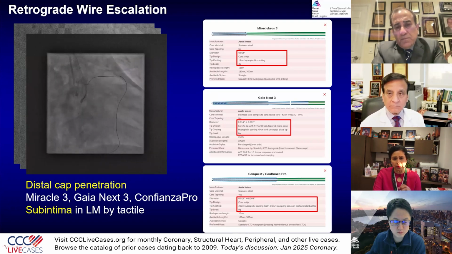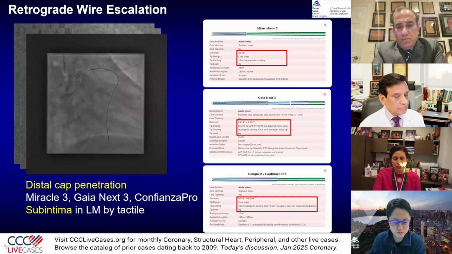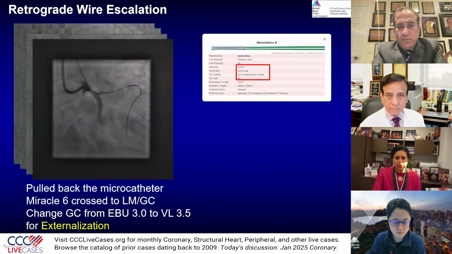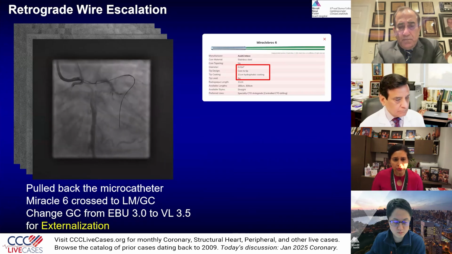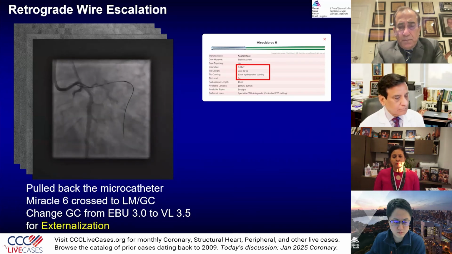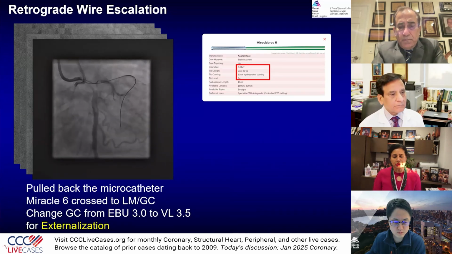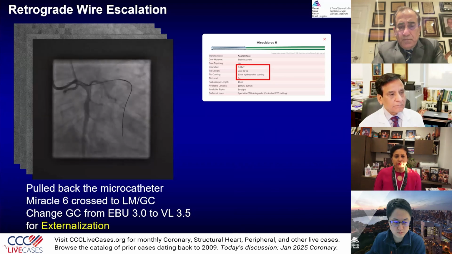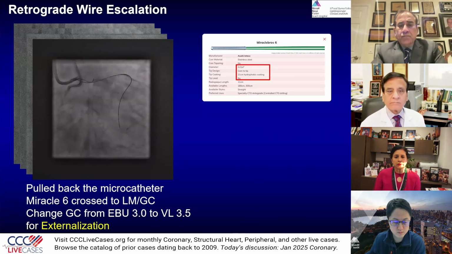Then also there was a suggestion, and we went with the suggestion as well: when you think you're subintimal, what do you do? You pull back. So that's why we pulled the microcatheter and went back with the Miracle. Okay, and this is where we are. So we have an antegrade wire. We pulled back. Then we used a Miracle 6 to get from the proximal part of the LAD.